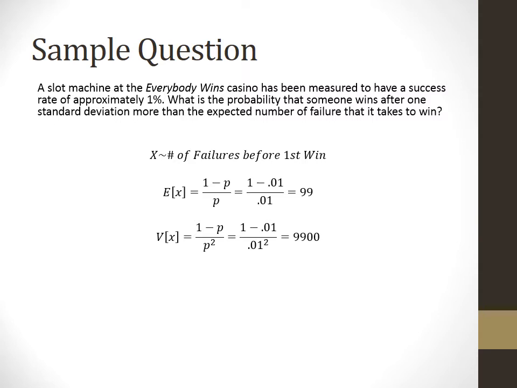So the standard deviation then is just the square root of the variance, which comes out to be about 100. It says, what is the probability that someone wins after 1 standard deviation more than the expected number of failures? The standard deviation is 100 and the expected value is 99. Putting them together, we're finding the probability that x is 199. If it's 199, then we're going to have the failure rate to the 199th power, because remember that's how many failures we're expecting, and then the success rate on the end. So it comes out to be 0.001.